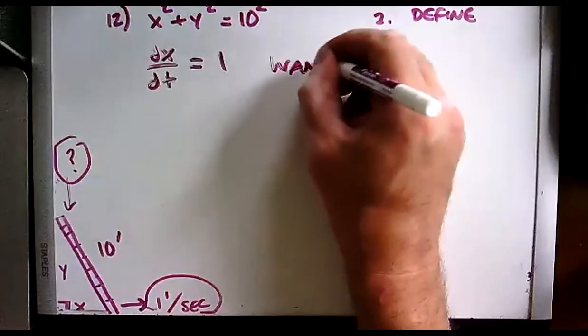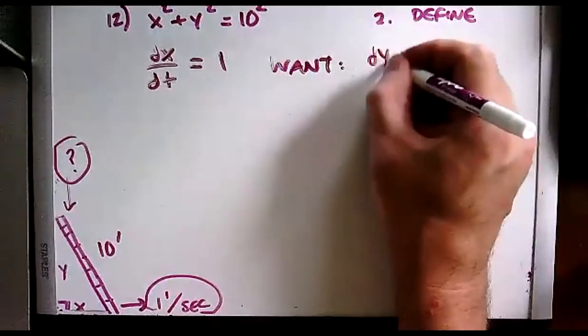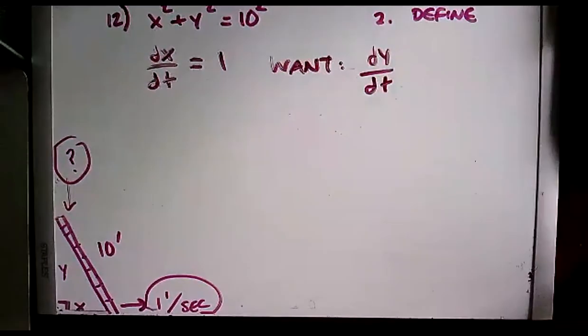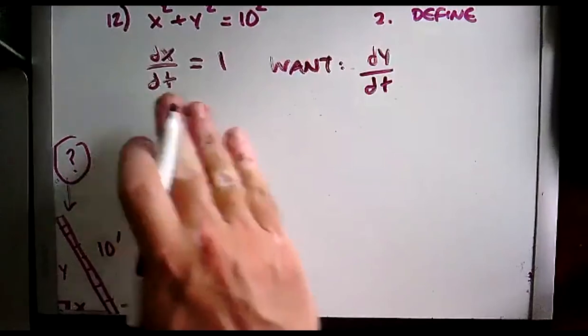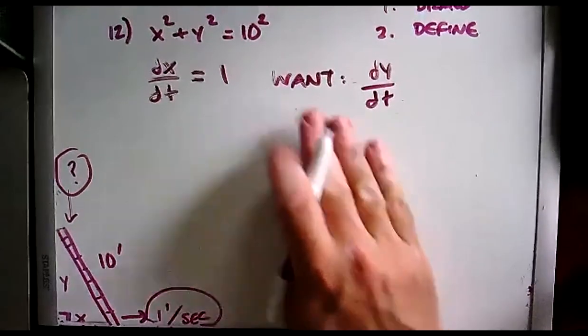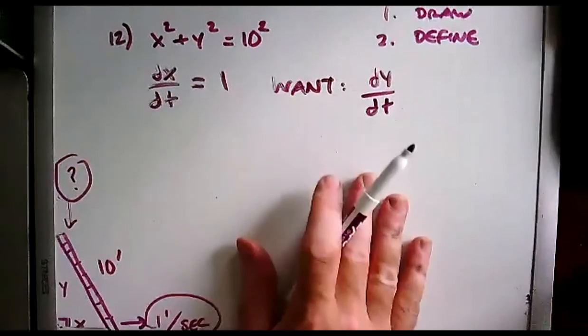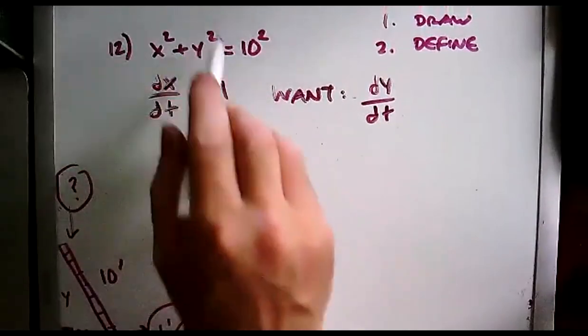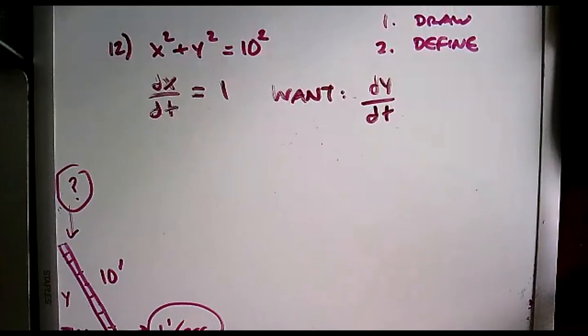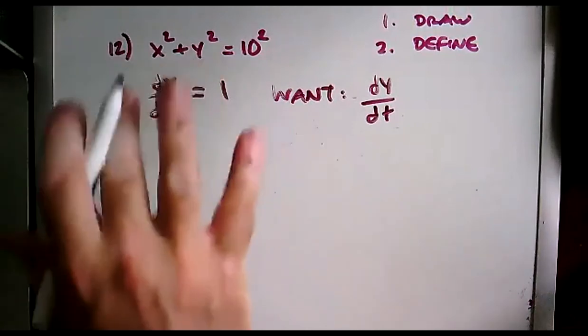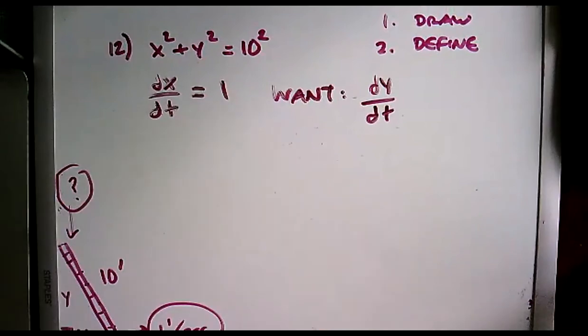That's the answer to the problem. We should expect that dy/dt is probably going to be negative. Okay, so here's the rate that we have, here's the rate that we want, and then here's a relationship that's going to help get us there. Sometimes this is a geometry formula, sometimes it's a similar triangles type of situation. There's something usually geometric that links our two variables.